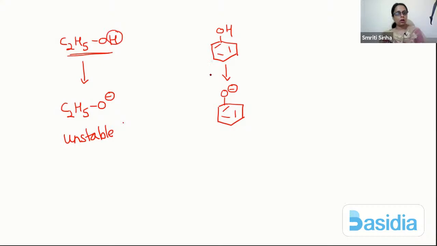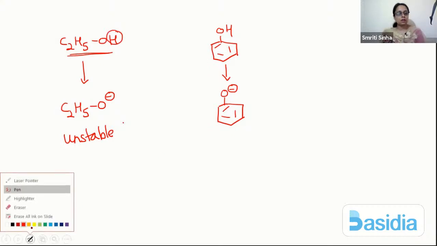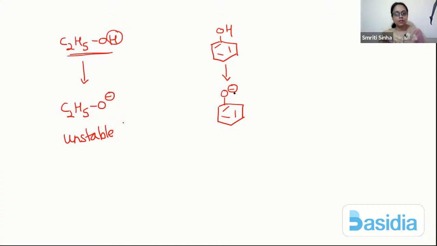But in the case of phenol, the conjugate base is highly stable due to the resonating structures, and there are many resonating structures possible. So a few of them I'm drawing here. As it has many resonating structures possible, it forms a stable conjugate base, and as it forms a stable conjugate base, it will allow the H plus to go out easily, and therefore phenol is an acid. You can say it is a weak acid, but ethanol is neutral in nature.